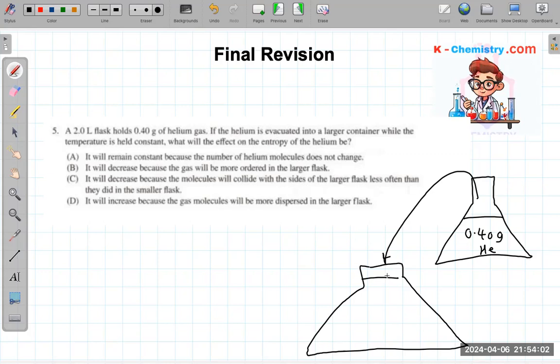Is it going to be the same? I did not change the number of moles. Or is it going to decrease because the gas will be more ordered in a larger flask? Or it will decrease because molecules will collide with the sides? Or it will increase because the gas molecules will be more dispersed? I think that's an easy one.